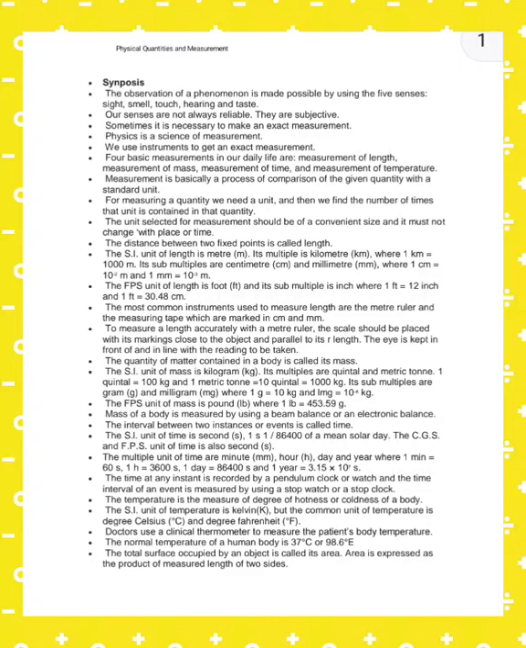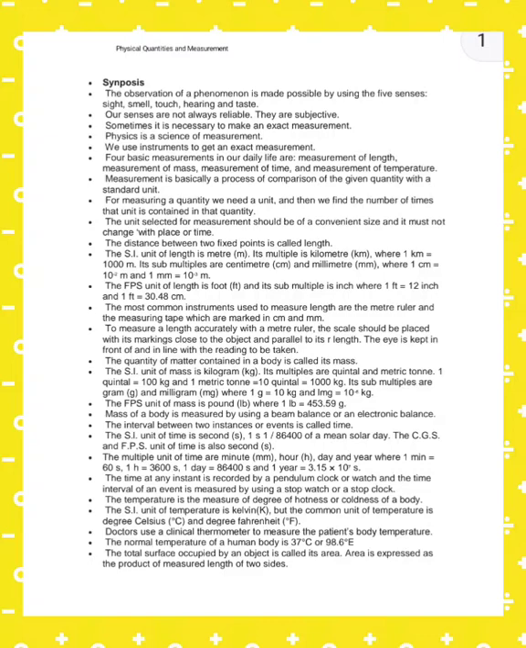The quantity of matter contained in the body is called its mass. Now the second is mass. The SI unit of mass is kilogram. Its multiples are quintal and metric ton. 1 quintal is equal to 100 kilogram and 1 metric ton is 10 quintal, which is equal to 1000 kilogram. Its submultiples are gram and milligram, where 1 gram is equal to 0.001 kilogram.